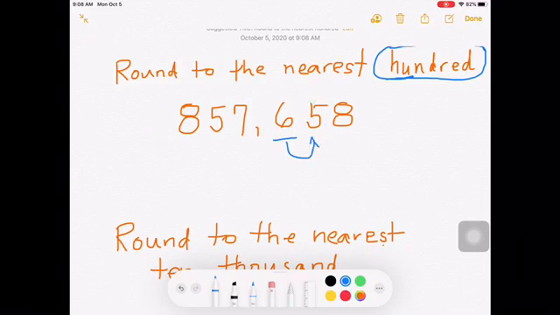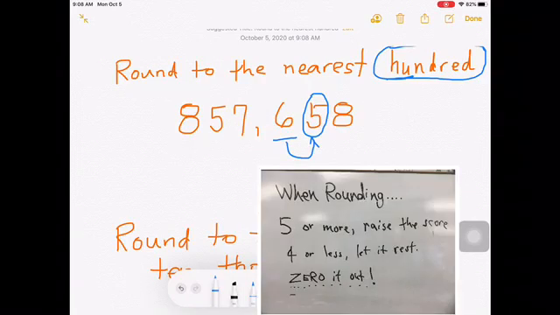As we have talked about numerous times in class, this is the boss. This is the one that's going to tell us, do we round up or leave it be? If you remember our saying, it is 5 or more, raise the score, 4 or less, let it rest. In this case, 5 or more, we look back to the place where we are rounding, and we say, all right, 5 or more, we're going to raise the score.